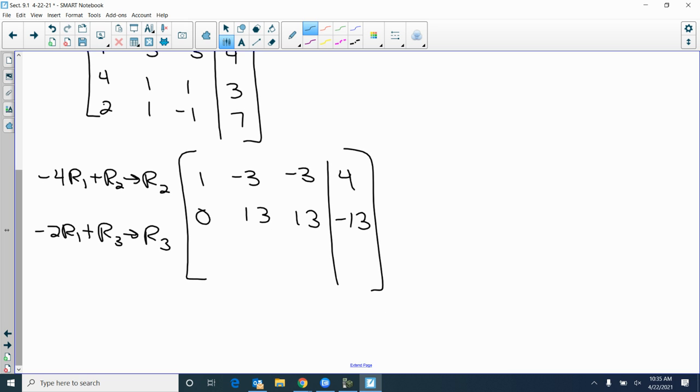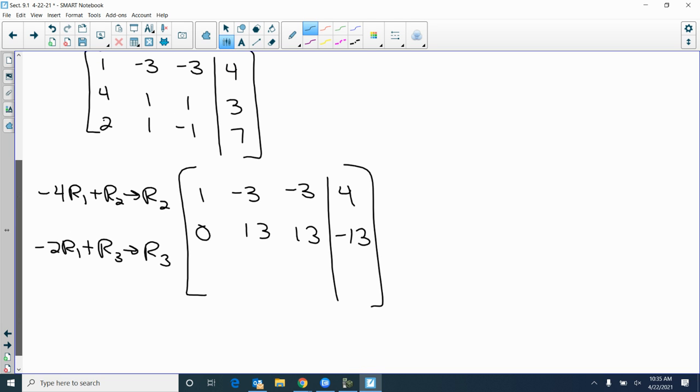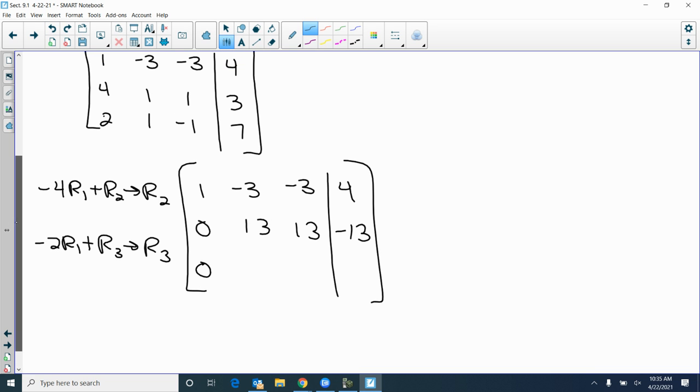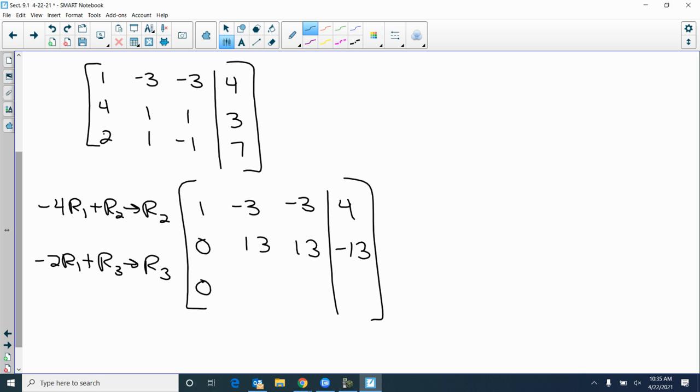But you need to tell me exactly what you're doing with these operation steps. So right now, if I look at that, I say, all right, you're taking -2 times row 1 plus row 3, plugging it back in for row 3. Well, -2 times 1 is -2 plus 2, 0. That's a 0. -2 times -3, watch your signs, that's a 6. 6 plus 1, 7. -2 times -3, 6. 6 plus -1 is 5. -2 times 4 is -8. -8 plus 7 is -1.